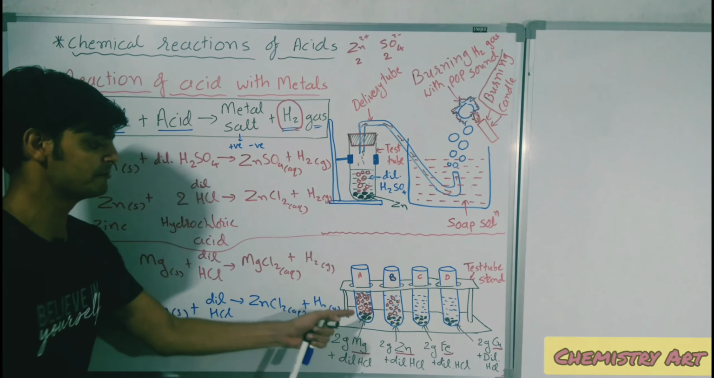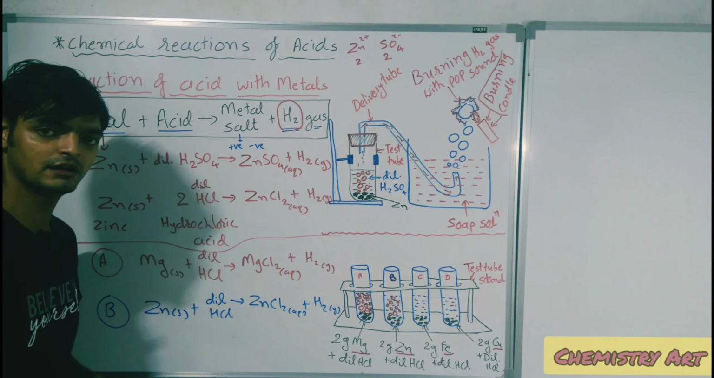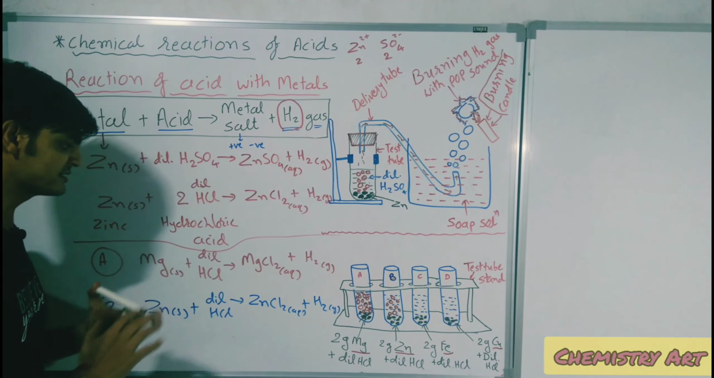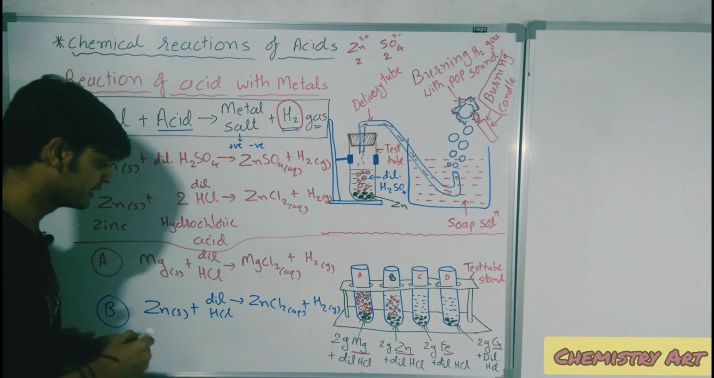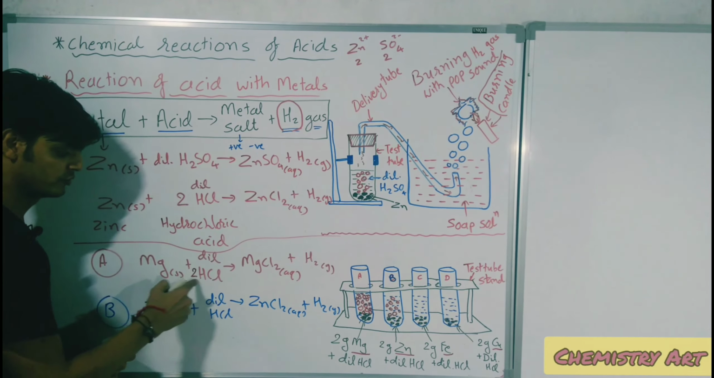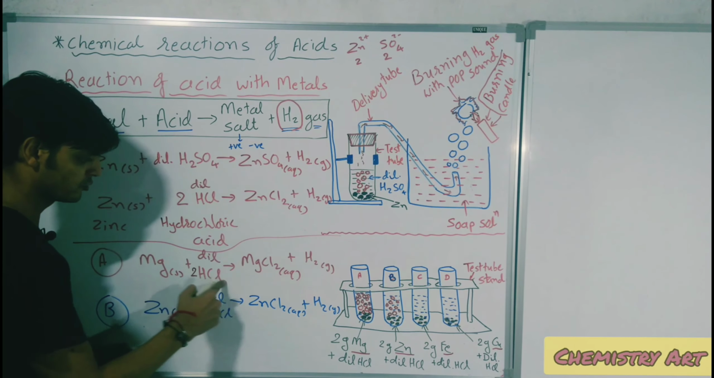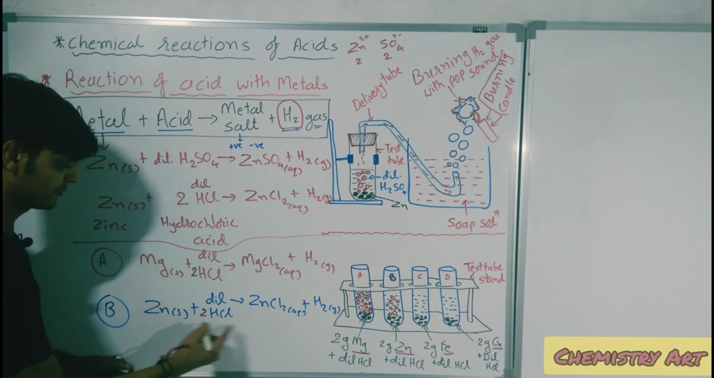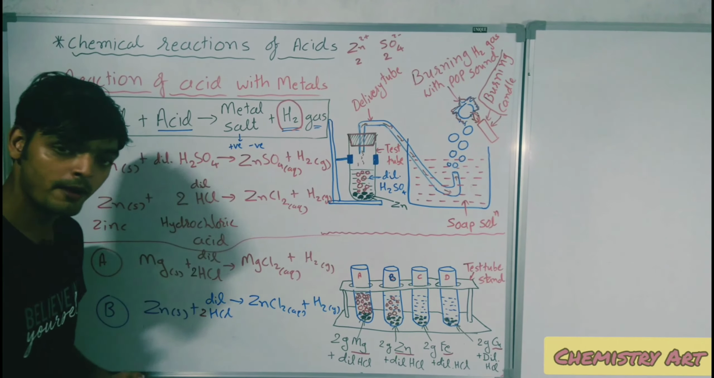You can see as compared to the magnesium, the hydrogen gas is slightly less. It is forming in a lesser amount. One more thing, I have not balanced here, so let me write here 2. 2 hydrogen, 2 hydrogen, 2 chlorine, 2 chlorine. Now it is balanced, and just like that I have to mention here 2. So now this reaction is also balanced.